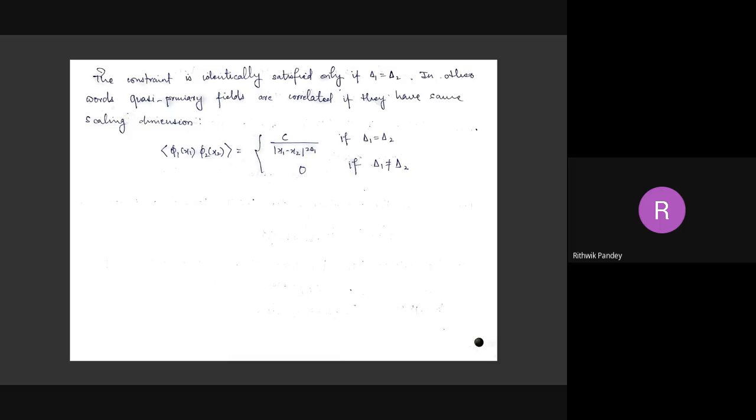So this is just a short example of why conformal field theory is important in physics. So I'm done.